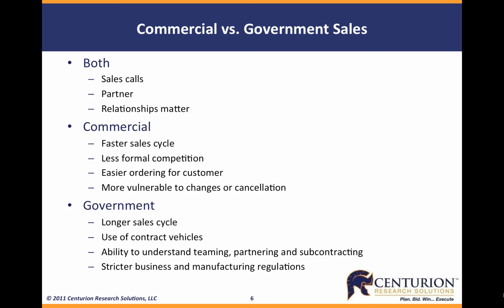There are many similarities between commercial and government business sales. Both require you to make cold calls, attend trade shows, networking events, and partner with complementary vendors. The commercial sales cycle is usually much faster, less formal, and easier for the buyer to process, but also more vulnerable to budget impacts. In the government, there are often many more end users, subject matter experts, decision makers, contracting officers, and program managers involved in a longer sales cycle.